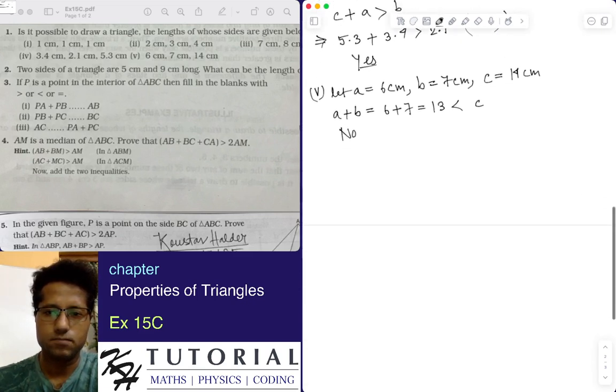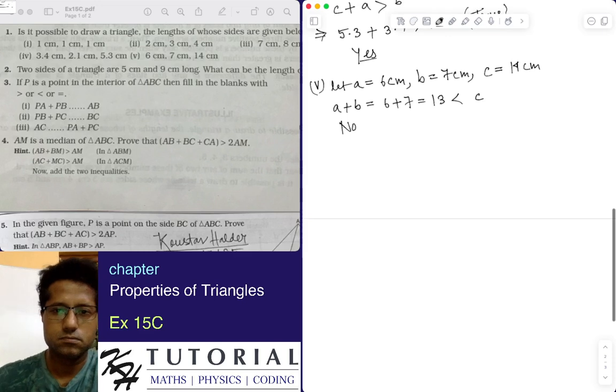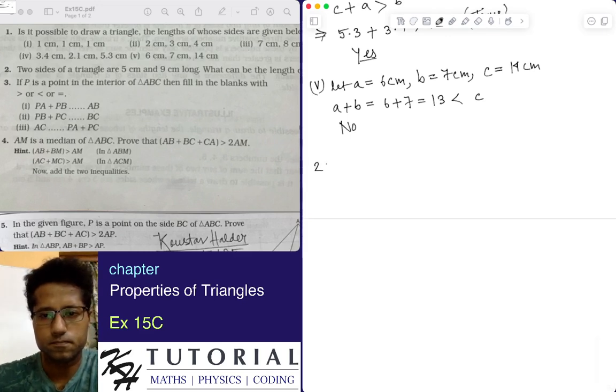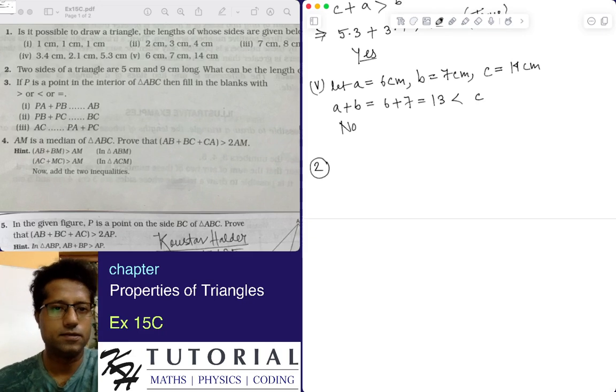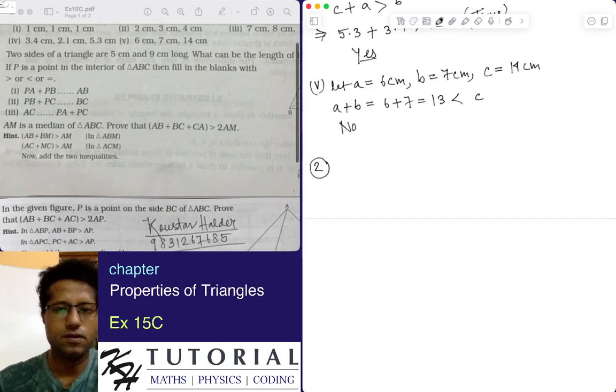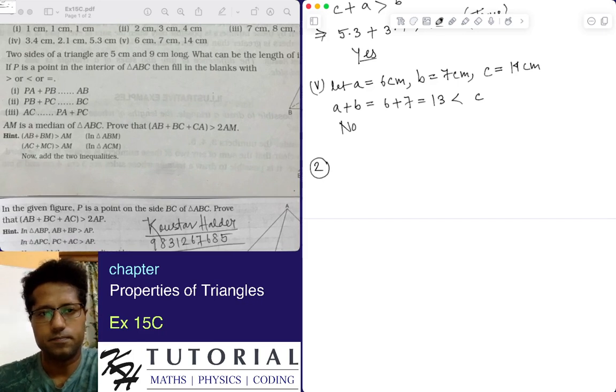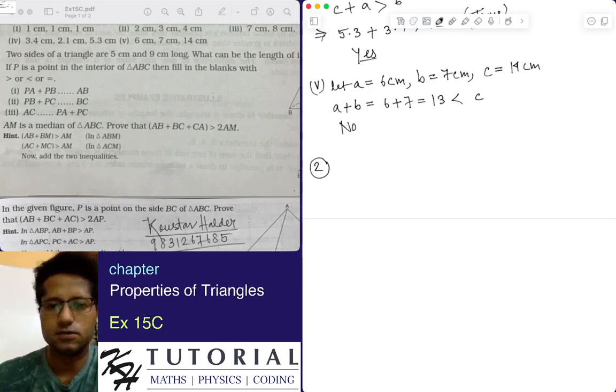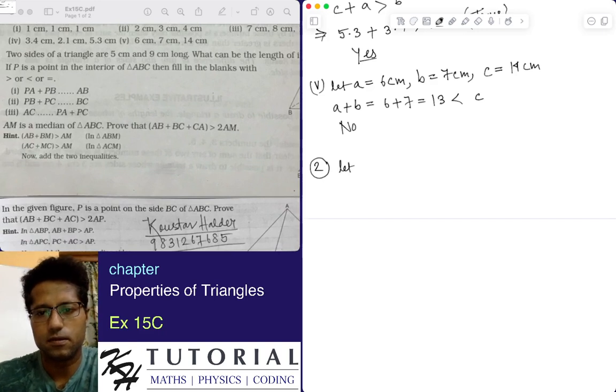Okay, let's solve problem number 2. It says two sides of a triangle are 5 centimeter and 9 centimeter long. What can be the length of its third side? So we already know that, let A is equal to 5 centimeter, let B be equal to 9 centimeter.